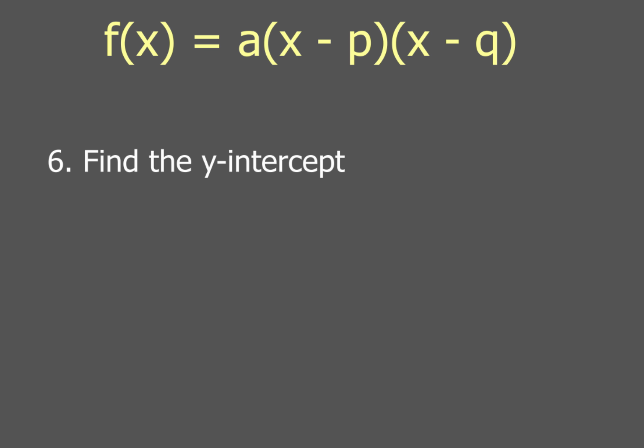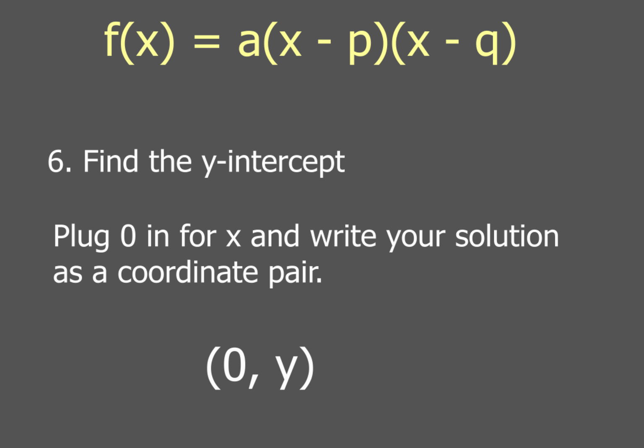And the y-intercept, if you think about a graph, is going to intercept your y-axis somewhere along that line. So of course, when you do that, you're going to have the coordinates (0, y). To figure out what the y-intercept is, you're simply going to plug 0 in for x and write your solution as a coordinate pair. Again, your graph would have some point where the parabola crosses, and that would have the coordinates (0, y).